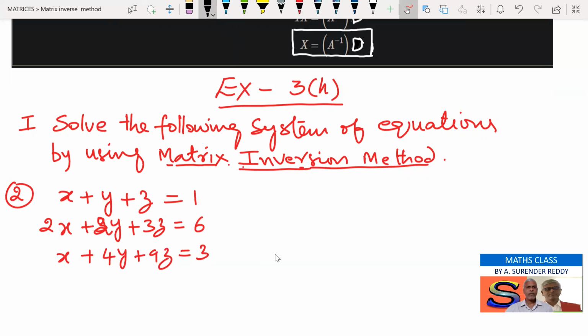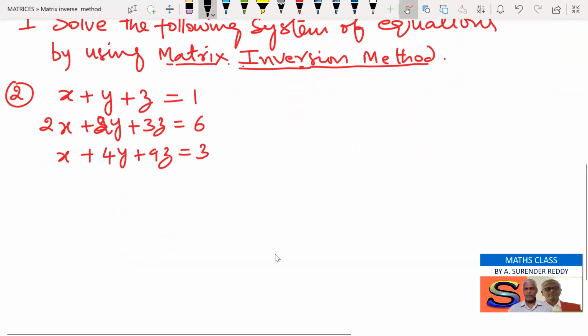So as usual, as in the case of Cramer's rule, the first step will be same. First, convert the equations into matrix equation. So first coefficients of x, y, z in first equation, second equation, third equation. 1, 1, 1.